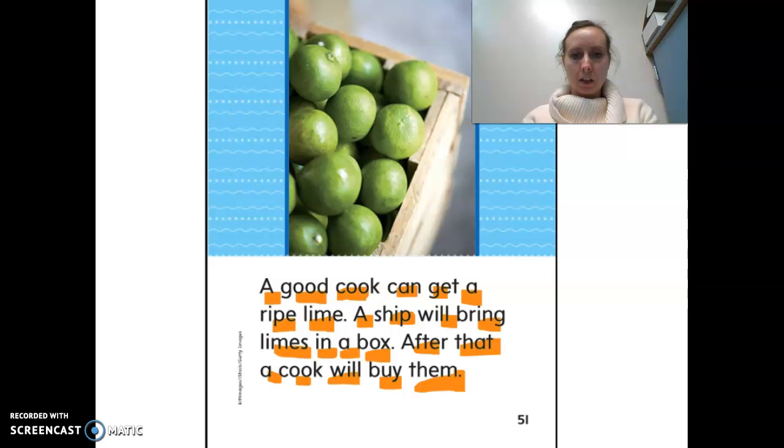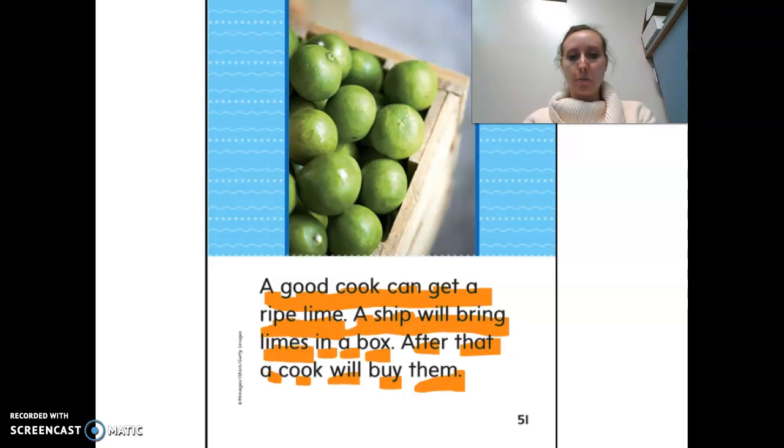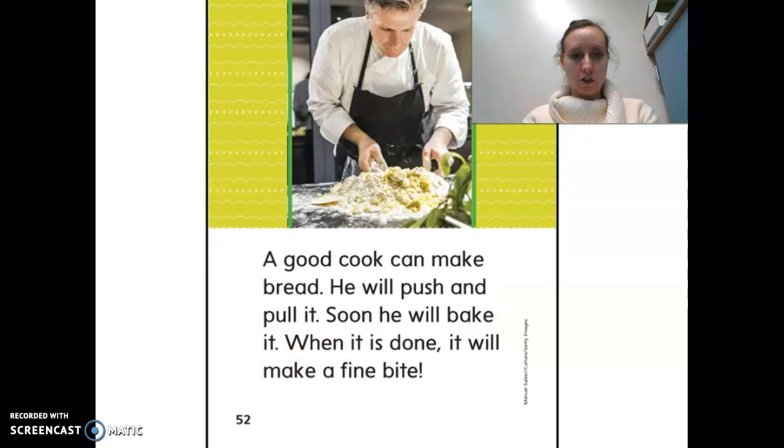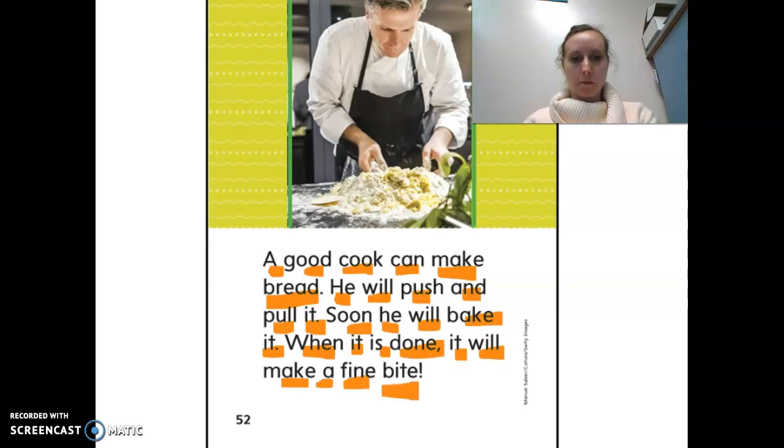Ready, begin. A good cook can get a ripe lime. A ship will bring limes in a box. After that, a cook will buy them. Okay, your turn. That says bread. Ready, begin. A good cook can make bread.